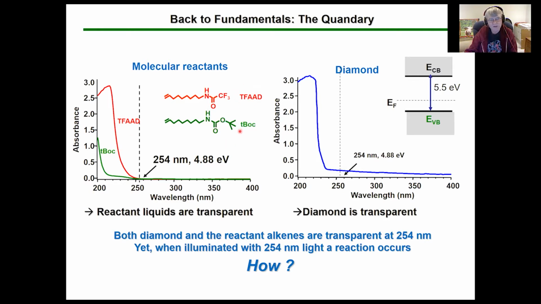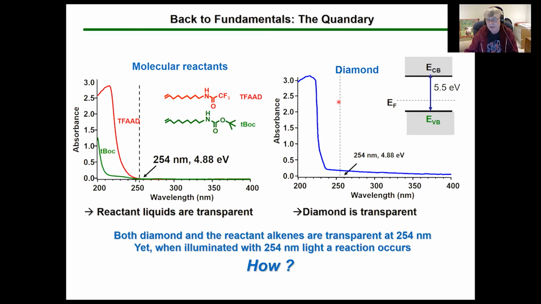TFAD, or this other molecule TBOC. We've done this with a number of molecules. And the important point is that these molecules really don't absorb light at 254 nanometers. They absorb shorter, but we're going through a silicon or a silica quartz window that doesn't pass light down at these very low wavelengths, much below 250.